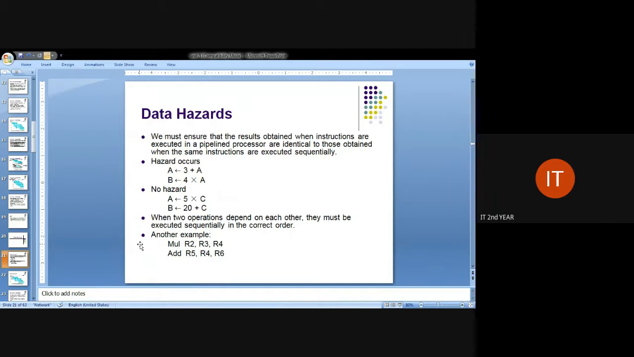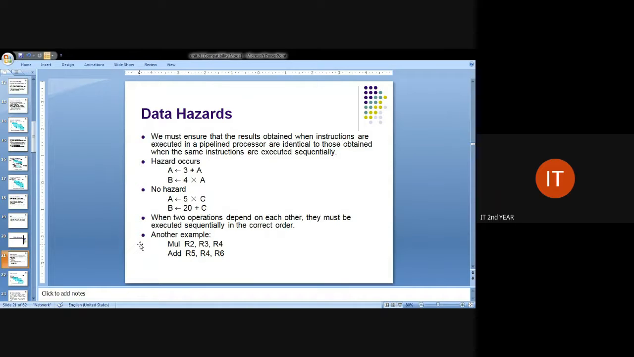Now we can move on to the part called data hazards. We have already seen that when there is unavailability of data at a particular period of time during the proper execution of an instruction, then the pipeline will be stalled. In such cases we can consider it a data hazard.